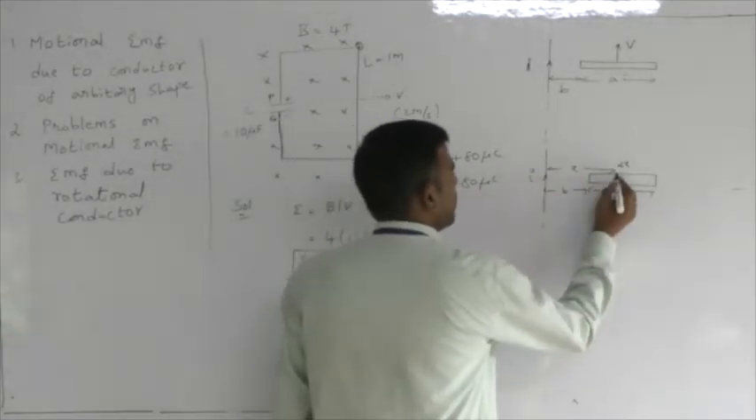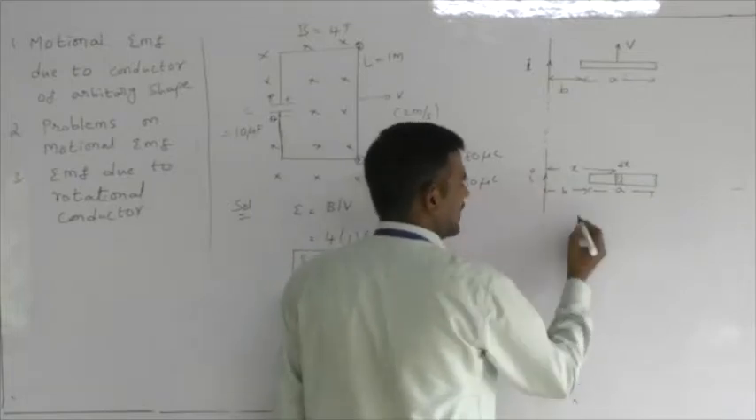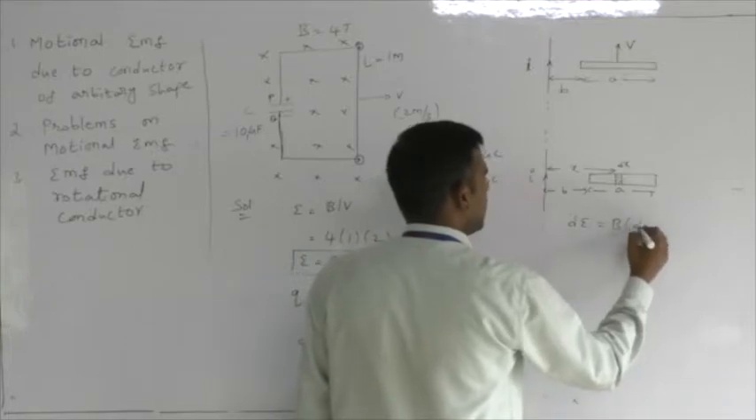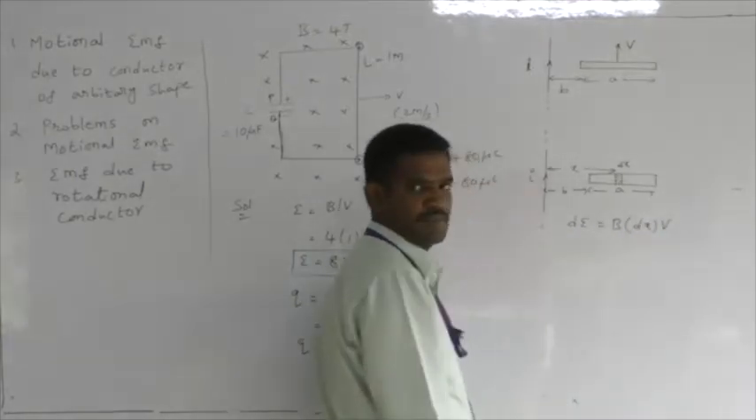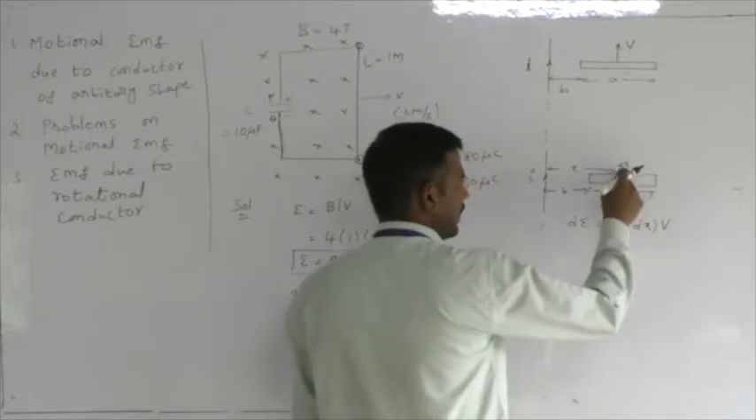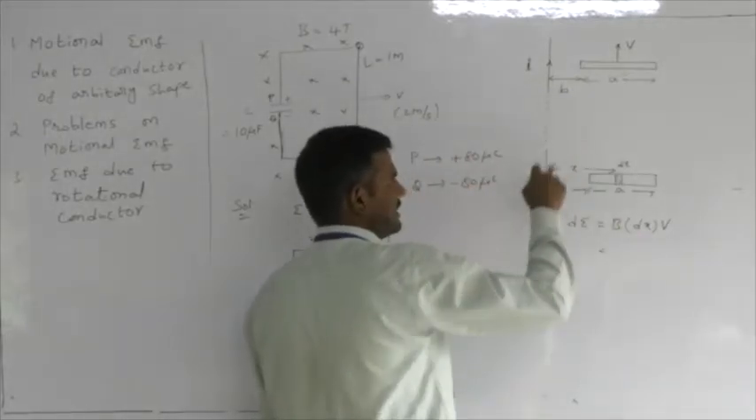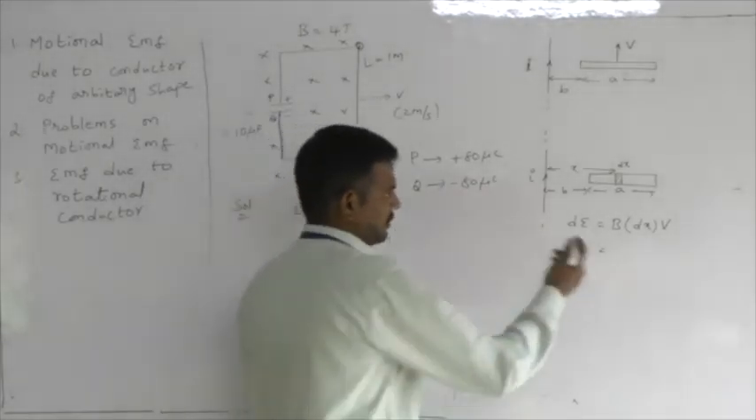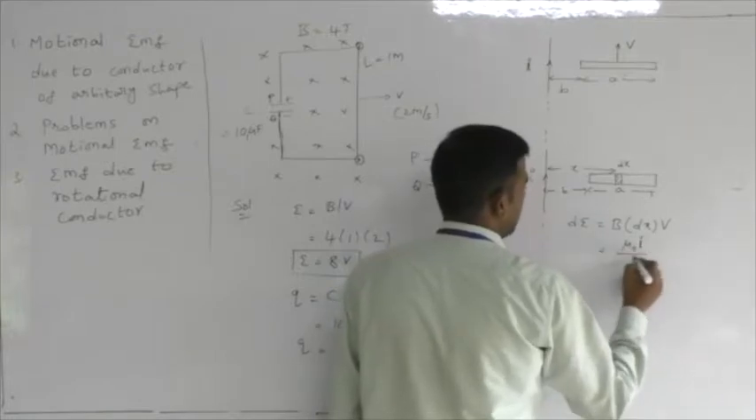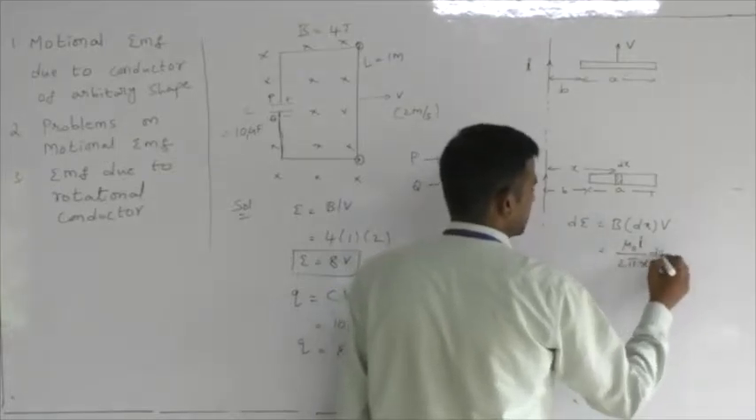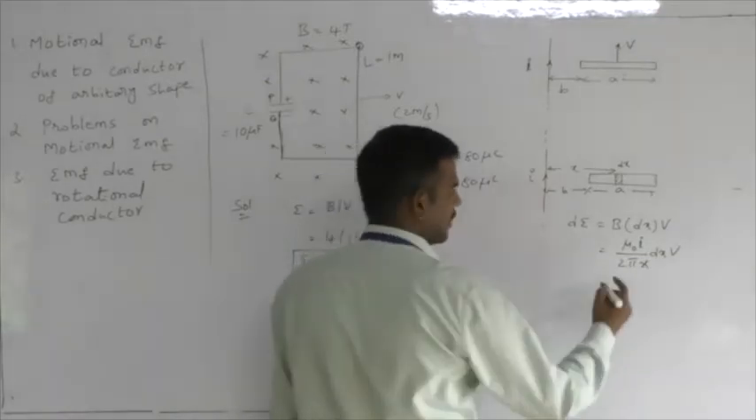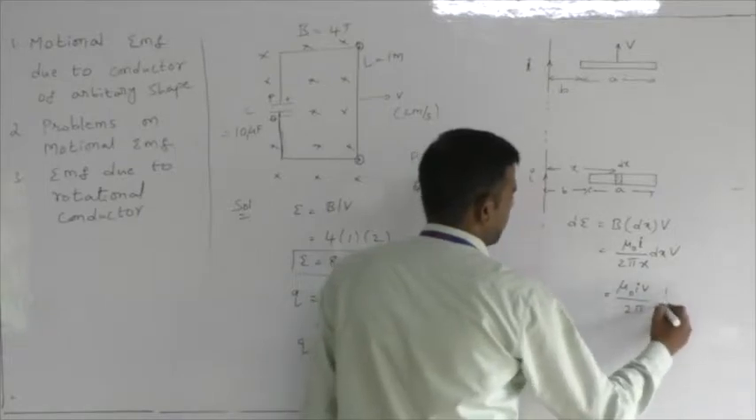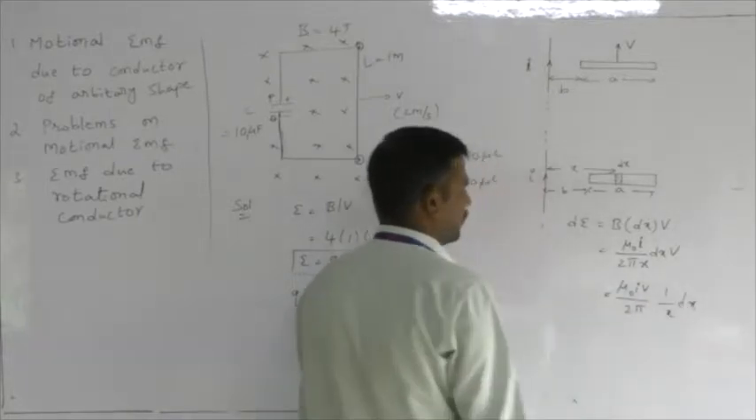Now, the induced EMF in the small part, which is given as dE, will be equal to B into L, which is nothing but dx, times the velocity V. What is the magnetic field intensity at this point from this conductor? Since it is an infinitely long conductor, B equals mu naught I by 2 pi x. So mu naught I by 2 pi x into dx multiplied by the velocity. Now let me take out all the constants: mu naught I V divided by 2 pi, and 1 by x dx. This is the only expression left for us.